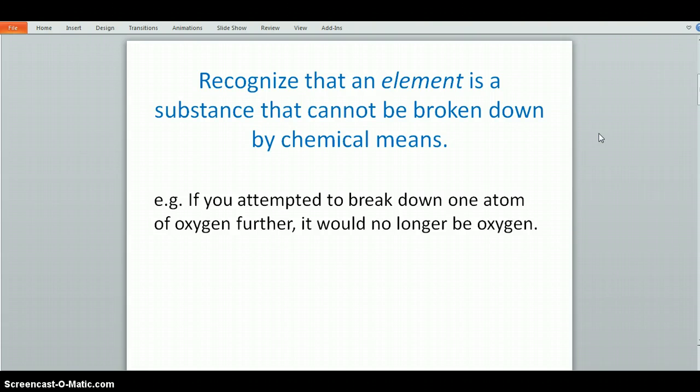So if it said on your test, like, why is it that nitrogen is considered an element, you would just need to know for this purpose that nitrogen, oxygen, hydrogen, all of those elements on the periodic table cannot be further broken down using chemical means.